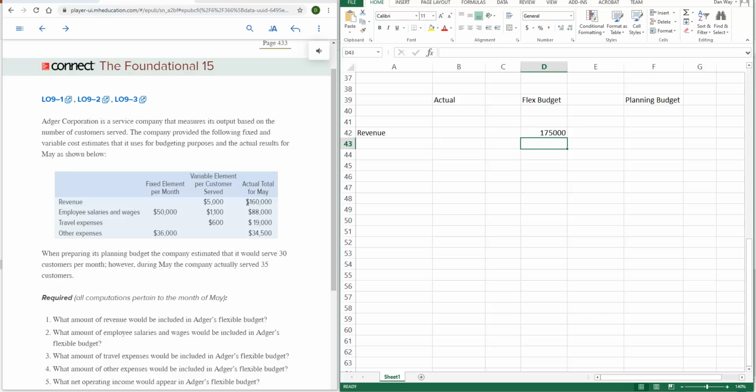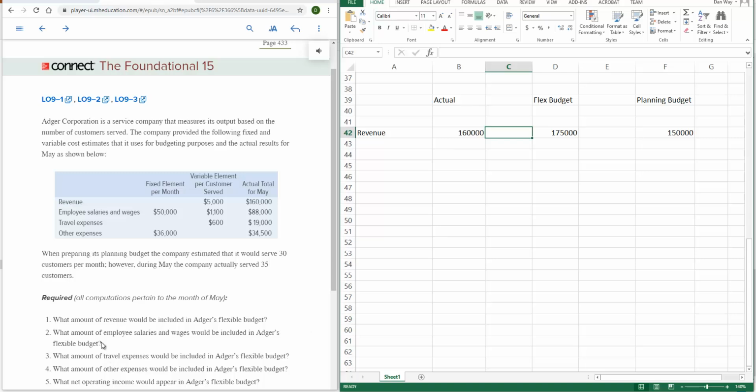I'm going to go ahead and fill in revenue for the other columns as well while we're here. So the actual total was already given at $160,000, so we can plug that in here. Now in the planning budget, it would be using the same $5,000 per customer revenue component, but we'd want to multiply that times the expected number of customers served of 30 as opposed to that actual number of customers served. So in our planning budget, that revenue would be $150,000.